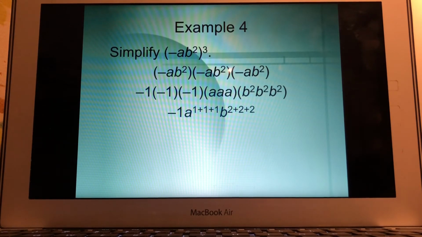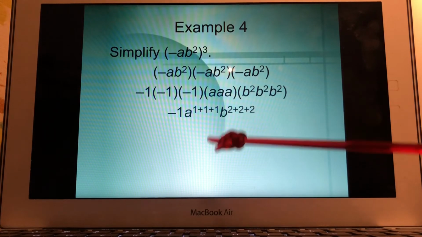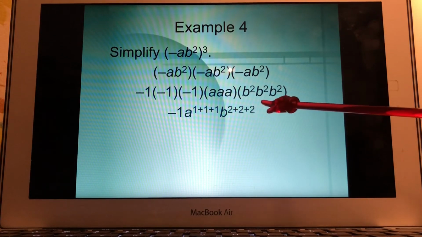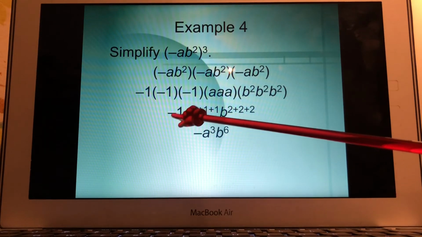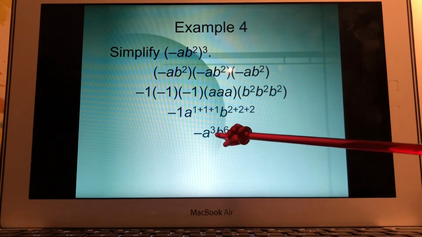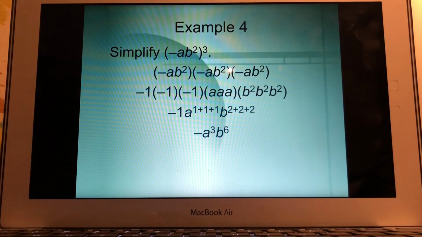Well, that's going to be the same as the a's, 1 plus 1 plus 1, and then the b's, 2 plus 2 plus 2. And when I simplify that, that's going to give me -a cubed times b to the 6th power. And there's my final answer.